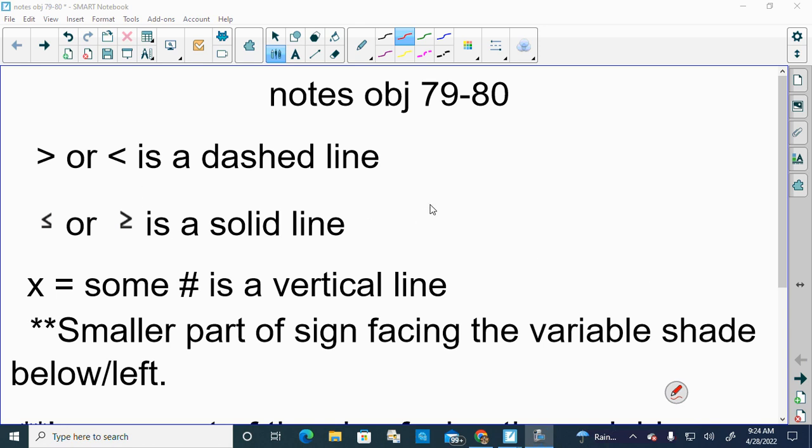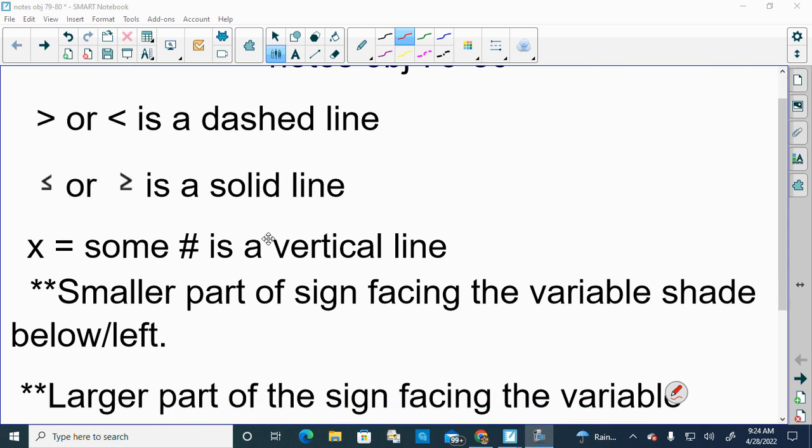Okay, I'm going to scoot this down because there's one right below this. So these notes have to do with inequalities, so the greater than, less than symbols. Okay, and I'll go back through what I'm talking about with these things.